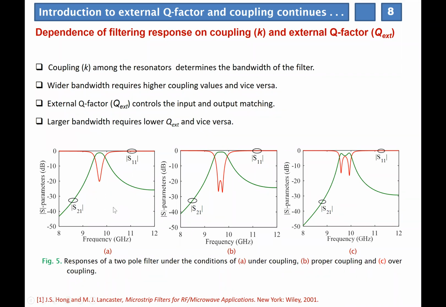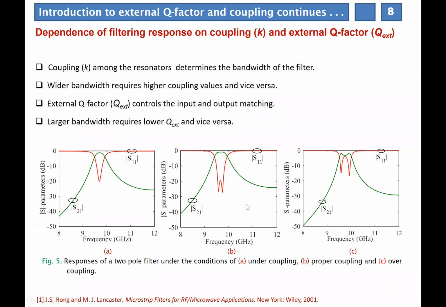To get the proper response, we have to increase the external quality factor slightly. If you slightly increase the external quality factor, you will get figure 5b, and this is the appropriate response for a two-pole filter. You can see S11 is below minus 20 dB and S21 is almost minus 1 dB. That 1 dB loss is incorporated by the resonator loss and other losses. So you can see the proper filtering response.